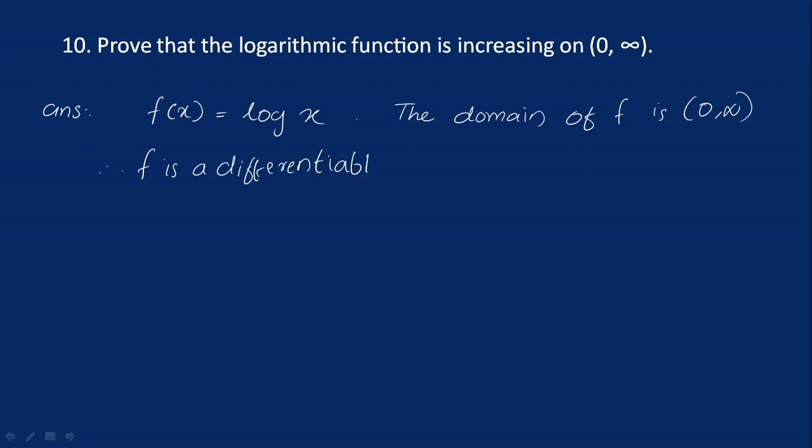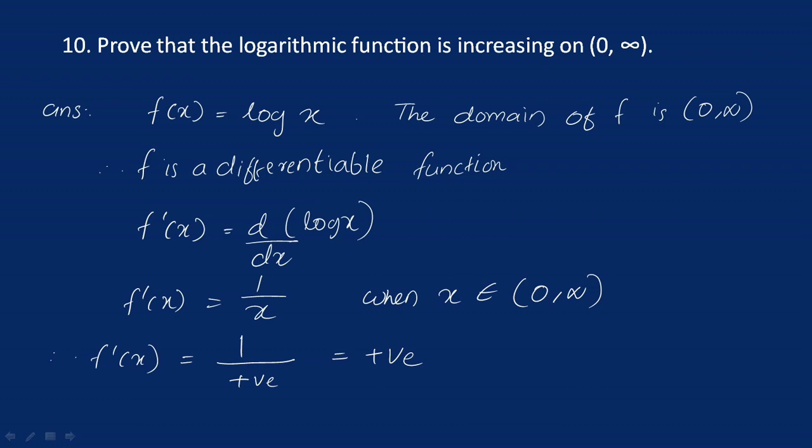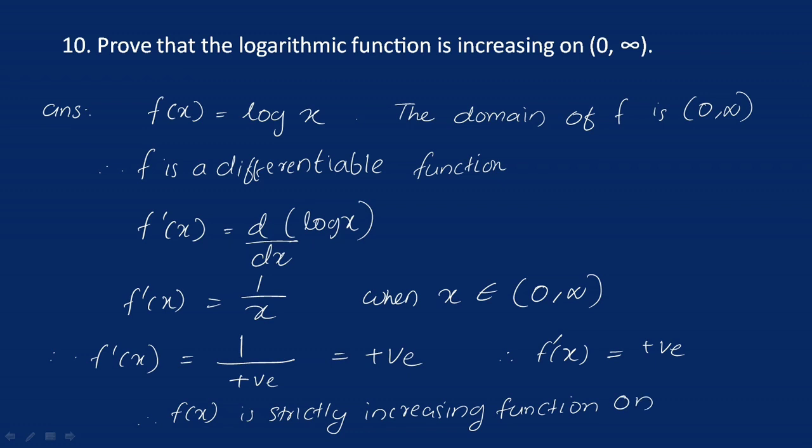So we can write f of x is a differentiable function. Now, what is f dash of x? That is d by dx of log x, that is 1 by x. So, it is from the interval 0 to infinity. So, when x belongs to the interval 0 to infinity, we have f dash of x is equal to 1 by x, a positive quantity there. So, 1 by positive is a positive quantity. So, f dash of x is a positive quantity. So, we can write from there f of x is a strictly increasing function on the interval 0 to infinity.